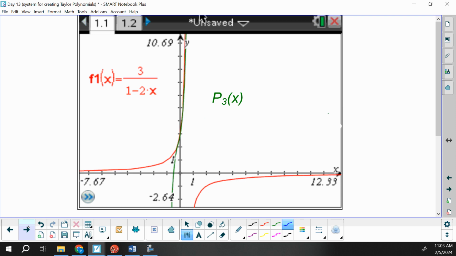Here's a graph of our third degree polynomial with the original function. Notice at x equals 0 it matches perfectly. Pretty close to x equals 0 it matches good, but as you move further away, not as good of an approximation.